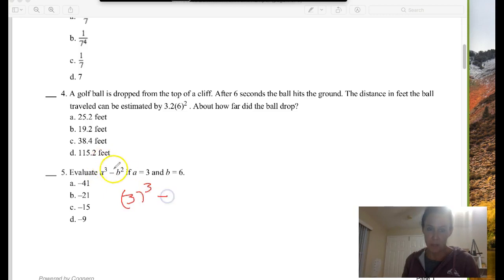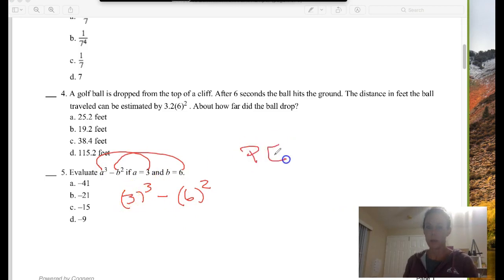And then I'm going to subtract, and the subtraction's on the outside. Then B here was 6, so I make B be 6, so minus 6, and 6 gets squared. So I'm literally just plugging in 3 for A and 6 for B, and I've rewritten it. Now go ahead and perform the operations.